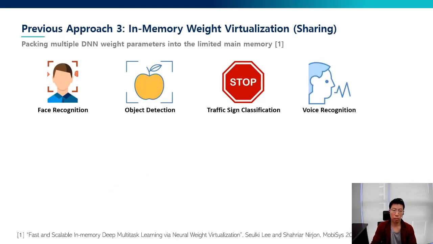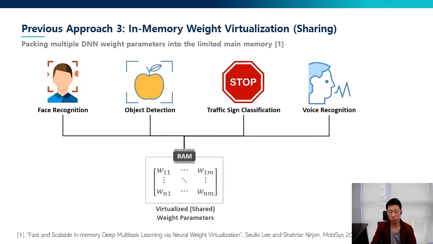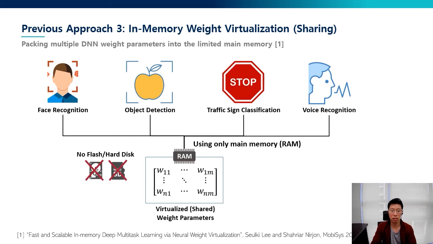Recently, a new weight parameter sharing method among multiple DNNs, named neural weight virtualization, has been proposed to enable in-memory multitask learning. So in this approach, all the DNNs are packed into the main memory, RAM, without using any secondary storage such as a flash disk or hard disk, which enables fast and scalable in-memory multitask learning.